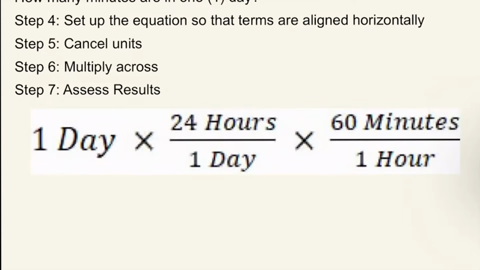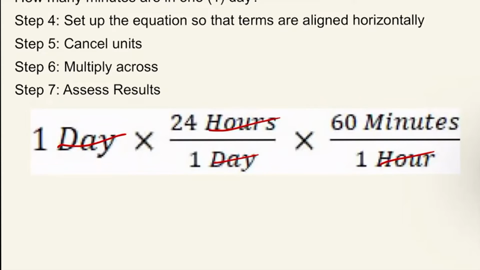And our next step is to cancel the units for our conversions. So since day is in the numerator of the first term and day is in the denominator for the second term, we can cancel that. So we cross them out. And the same thing for hours. In the second term, it's in the numerator, or on the top of the fraction, and it's on the bottom of the fraction for the third term, or in the denominator, and so we cancel that out. So now all we're left with is minutes.